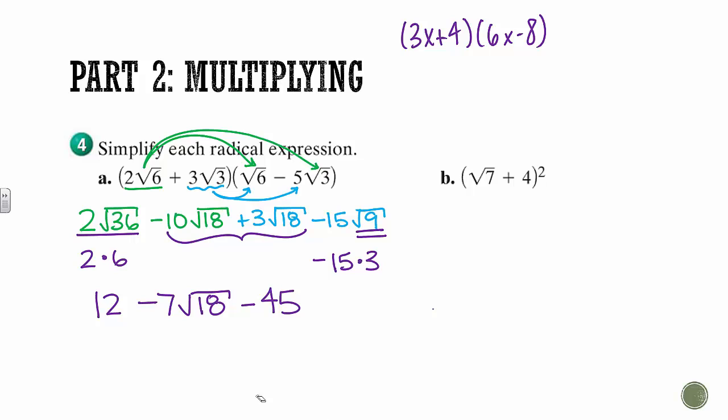Now we are still not done. Things can be combined. Both this and this are just numbers, so we can combine those just like we could any other time with numbers. And if you do 12 minus 45, you get negative 33.